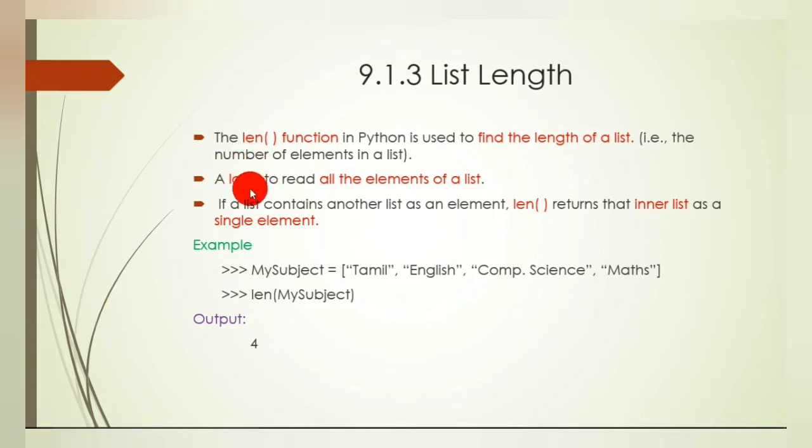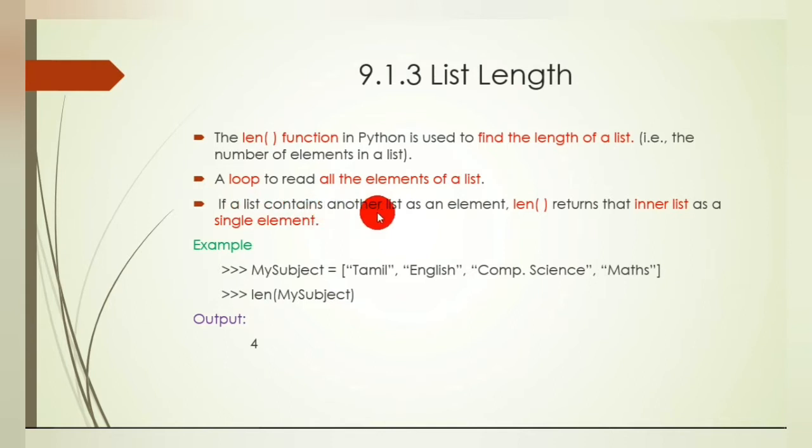We already know what kinds of loops are used in Python. How many different kinds of loops are used in Python? Two different kinds of loops: for loop and while loop. So these loops we can use to access all the elements present in a list.